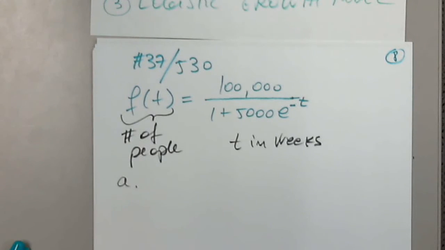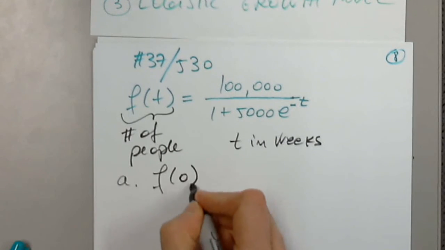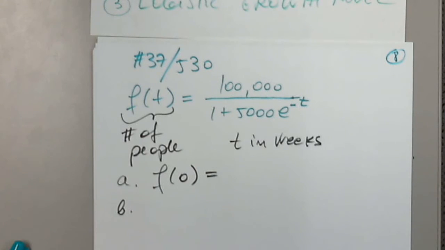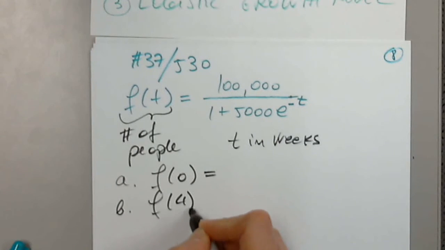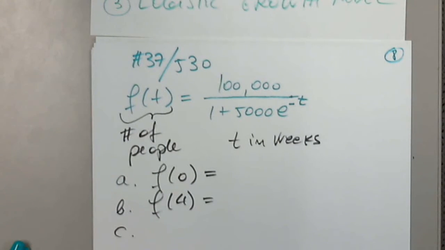Exactly, thank you very much. So I have to find f of 0, and we will in a minute. Part B. How many people were ill by the end of the 4th week? Exactly, very good, thank you very much. And we'll come back to C.